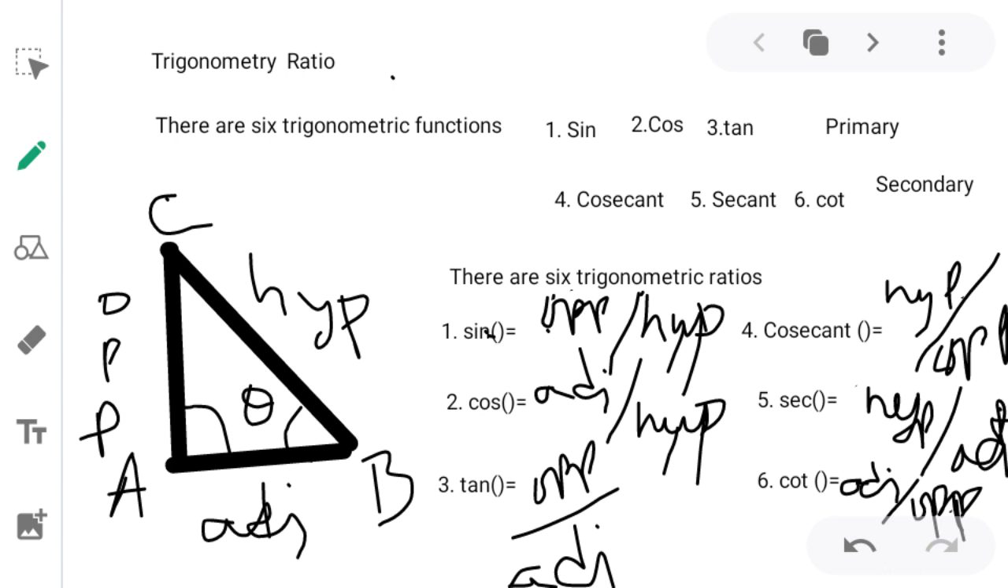In continuation of the first video, now I am going to teach about trigonometry ratios. There are 6 basic trigonometric functions: sine, cos, tan are the primary set, and cosecant, secant and cot are the secondary set. So what is a function? A function states the relation between any two variables. Here the two variables are taken as sides, any two of the 3 sides of a right angle triangle.